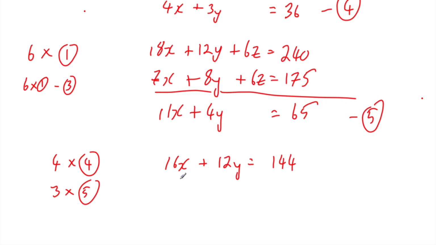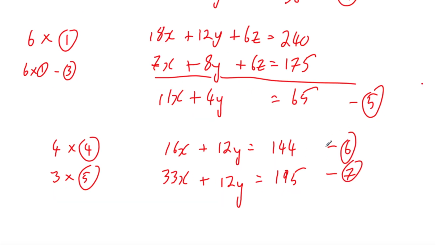So we're going to times this by 3, and we're going to get 33x plus 12y is equal to 65 times 3, which is 195. Okay, so we've got two equations with 12y in them. So now what we're going to do is take them away. I'm going to call these equation 6 and equation 7. So we've got those two equations. Now we're going to take them away.